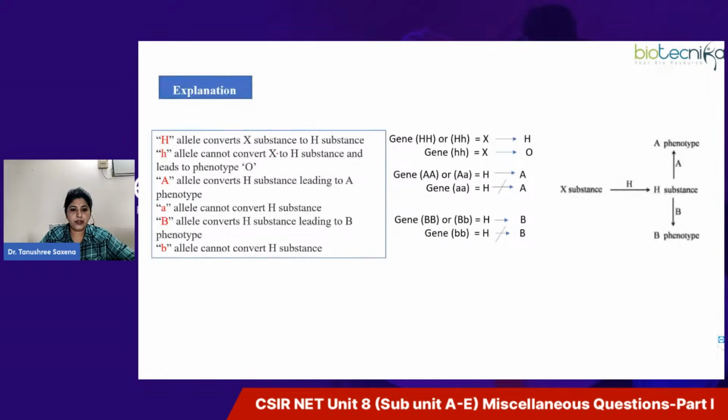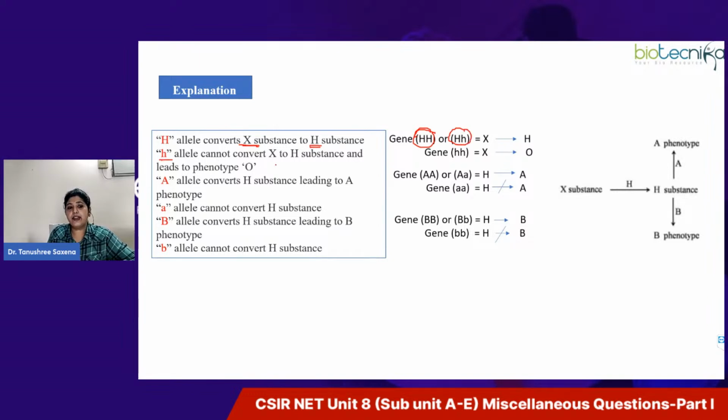Okay, so let me show you the answer and give you the explanation. Basically, the question mentions a dominant allele which converts X substance to H. Here you have to consider that if a dominant allele is given, it is either in homozygous or heterozygous condition. This is not mentioned in the question, right? So either it will be in homozygous or in heterozygous condition.